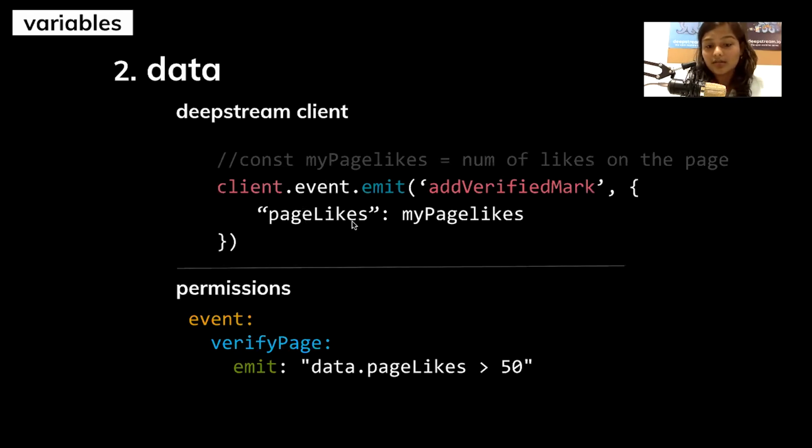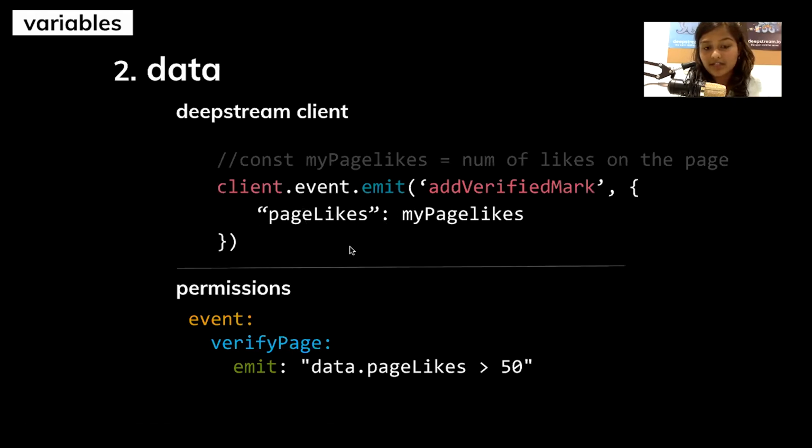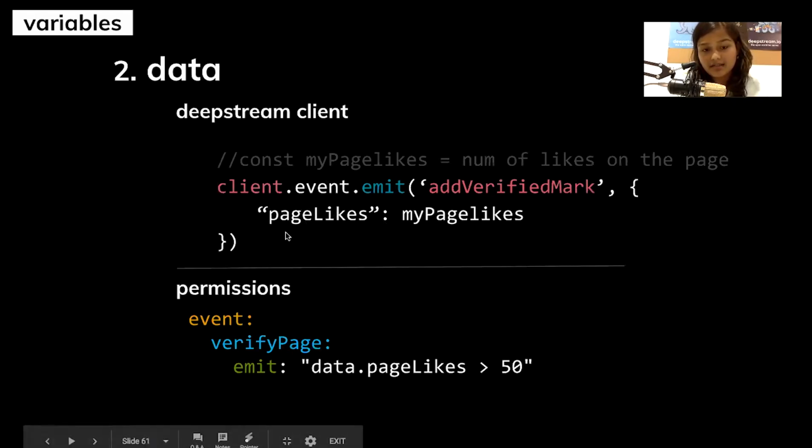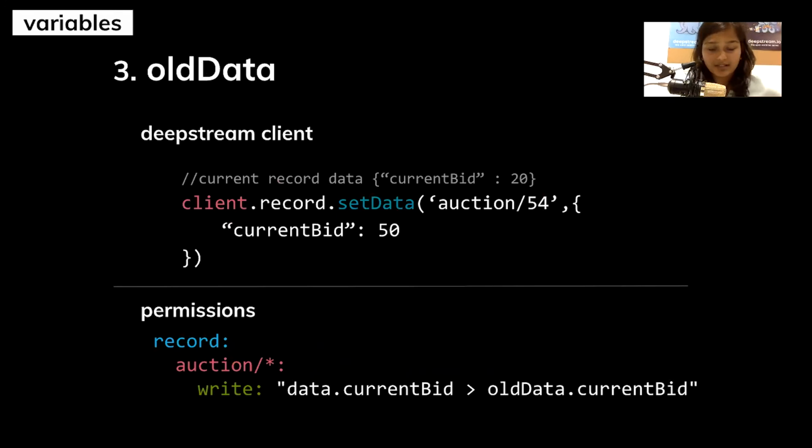So how am I using data here? It's because I'm sending this particular piece of data when I'm emitting the event, and this variable is accessible using the data variable, as I mentioned earlier. Cool. Next, we have something called old data. Now, the old data variable is available only for use with records and not with the other three types. Why only with records? Because records can store some particular information, whereas the other three cannot. And old data is exactly that.